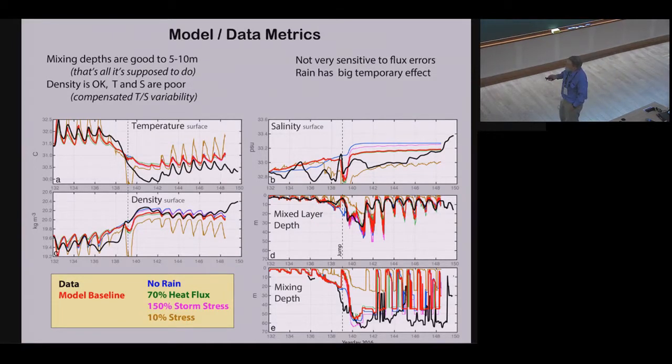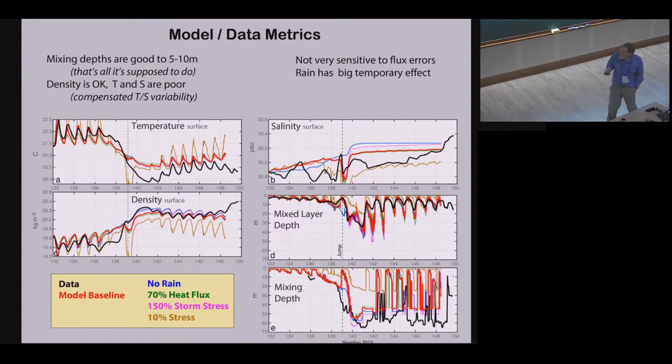If you look at density, the black line is the model. You get about the right amount of density mixing because this is a density model. You get not quite the right temperature and completely wrong salinity. You get about the right mixed layer depth and about the right mixing depth, except right here where the fluxes say it rained, but maybe it didn't really rain.